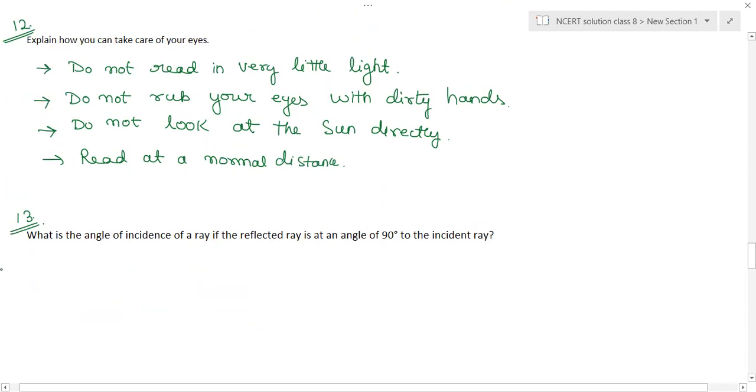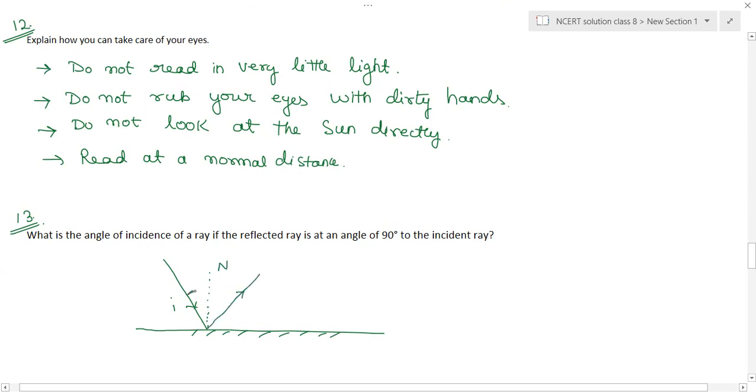What is the angle of incidence of a ray if the reflected ray is at angle of 90 degree to the incident ray? Now, look at this, I would like to draw and explain this. Suppose this is the mirror. This is the incident ray. If the reflected ray is at angle of 90 degree to the incident ray, that means this is the normal, this is the reflected ray.